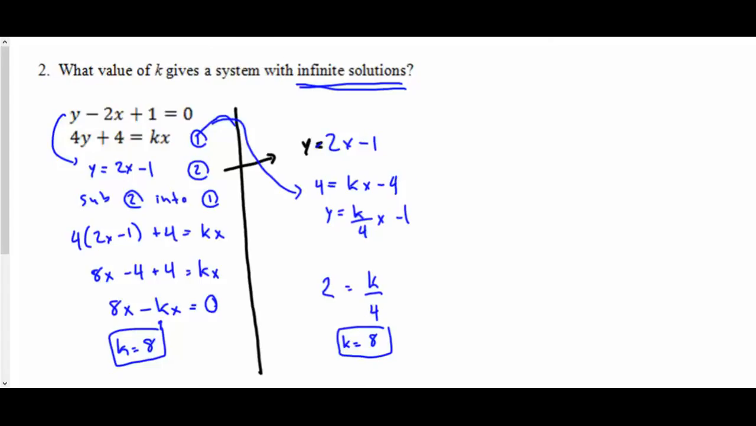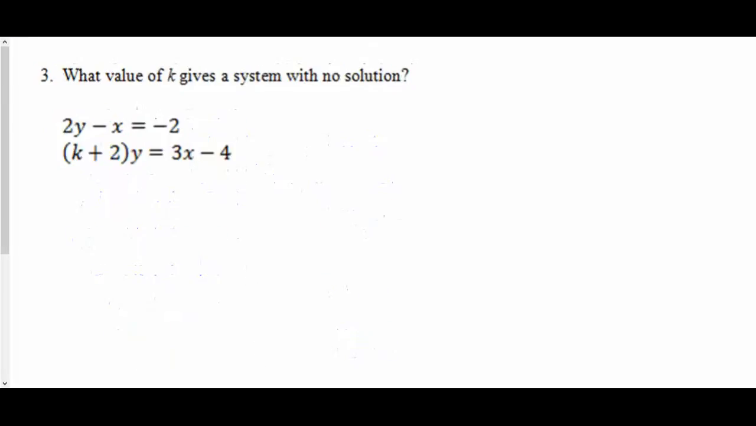Okay, let's move on to the next question here. Okay, question 3. Question 3 is very similar to question 2, except now I'm looking for a value of k which gives a system that has no solution.